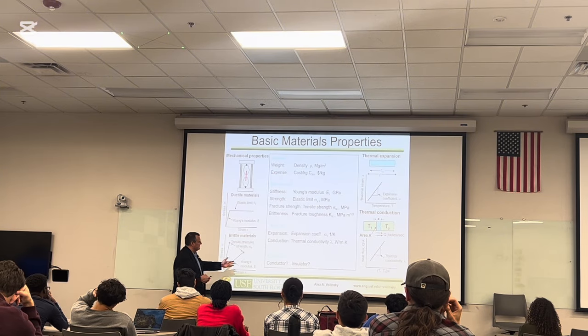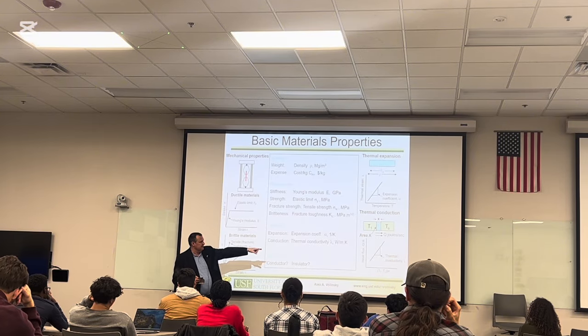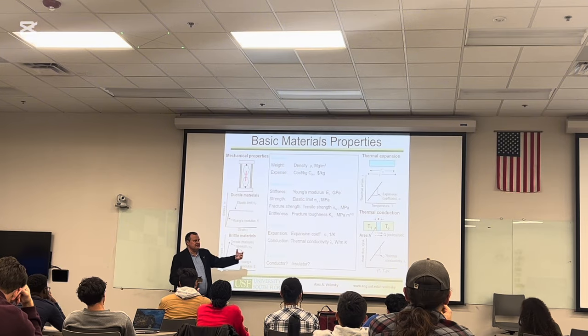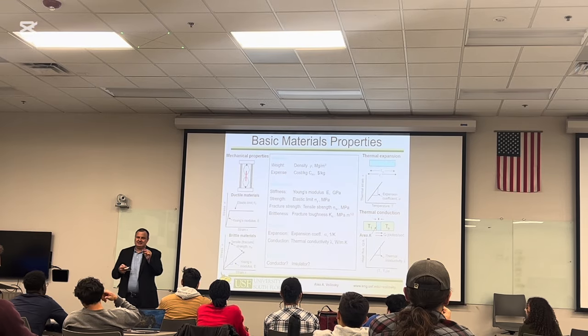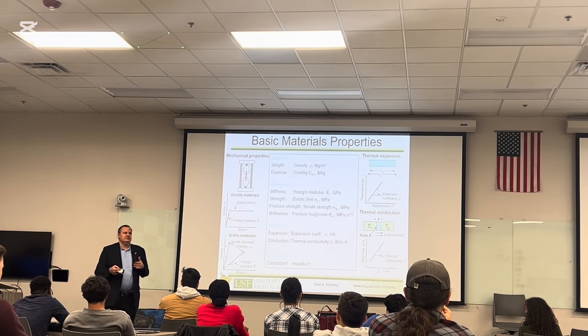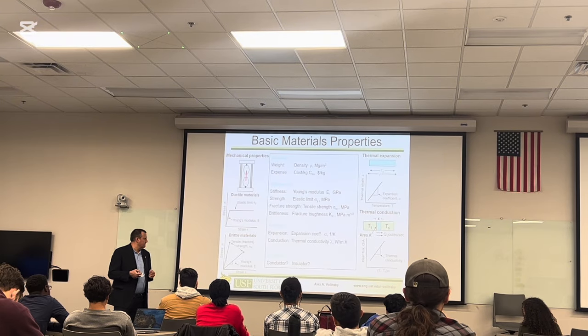Electrically, conductor versus insulator. Oh, thermal conductivity. We have heat flux versus delta T over X. Delta T is that difference in temperature, and X is the distance. So heat transfer only happens when there's a gradient.